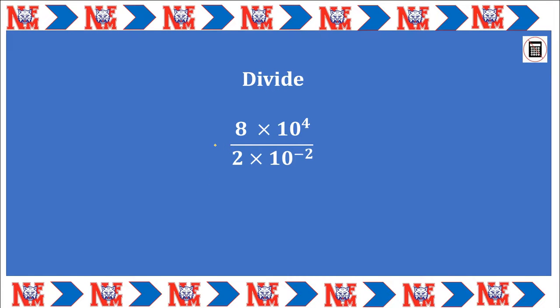Okay, and dividing, we're going to divide our coefficients. So 2 divides into 8. That means the top goes in the box. So the top number goes inside this box, and I get 4. So I have 4 times 10. We're going to use the quotient rule. We're dividing like powers, so you subtract exponents. 4 minus -2, and that gives me a +6.